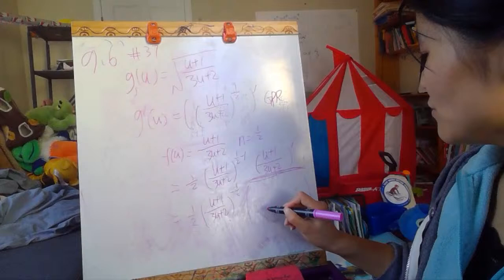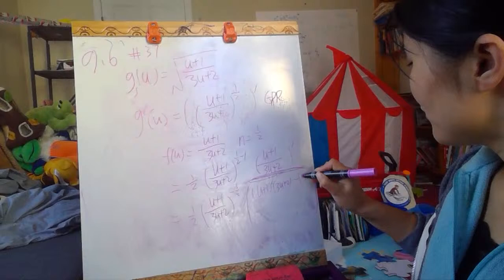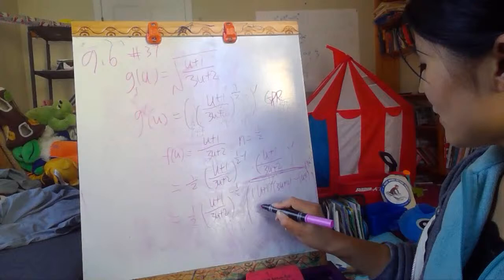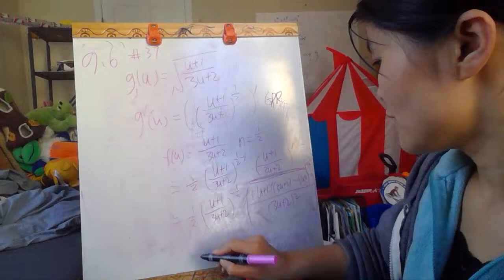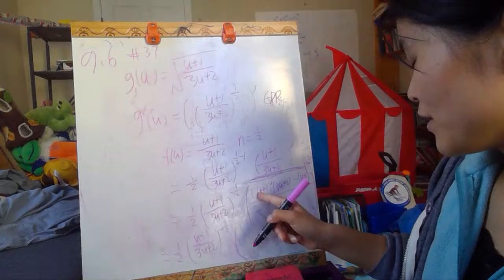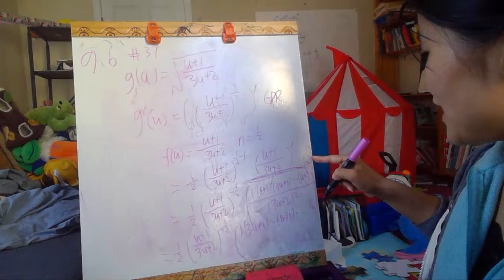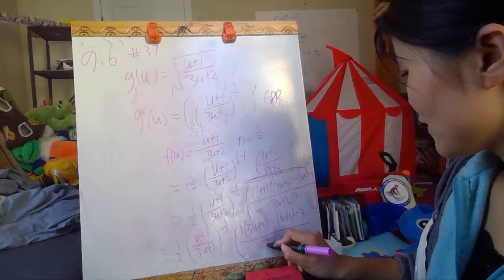So what's that quotient rule? Derivative of the top times bottom, minus top times derivative of the bottom, then over 3u plus 2 squared. So this part, now we copy 1/2 u plus 1 over 3u plus 2 to the negative 1/2. Here, u plus 1 prime is 1, because the derivative of u is 1 and of the constant is 0. 1 times 3u plus 2, minus u plus 1 times the derivative of 3u plus 2. So it's 3, because the derivative of the constant is 0. Then over 3u plus 2 squared.